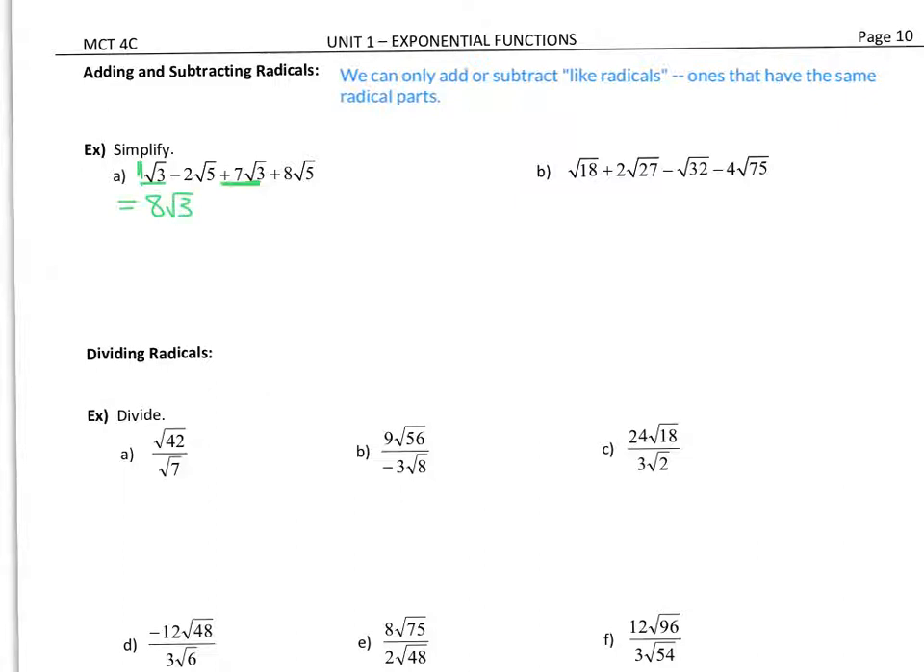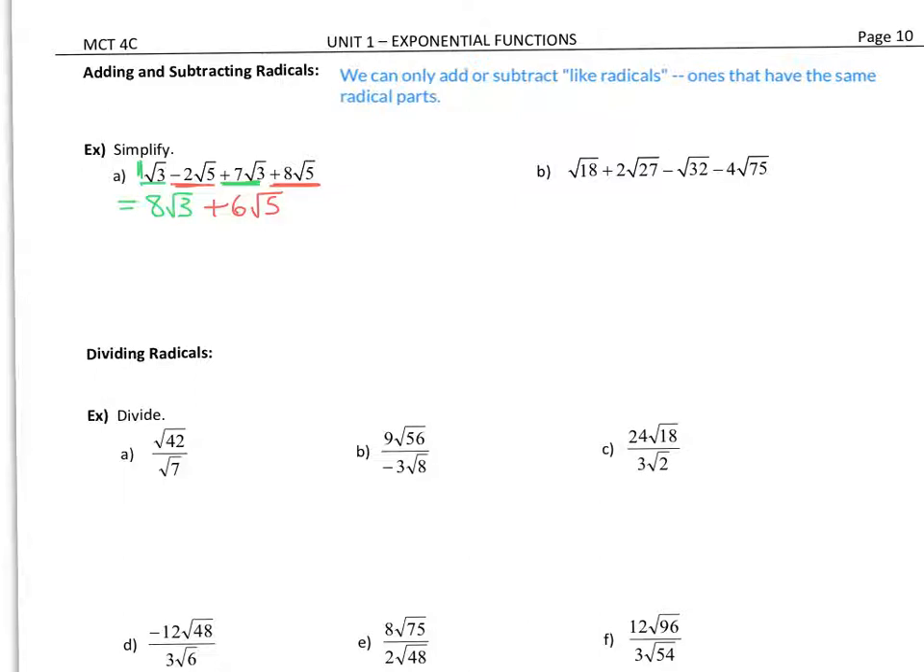Okay, and then we have a minus 2 root 5 plus 8 root 5. Think of that as minus 2y plus 8y. Altogether, that should be plus 6y, or plus 6 root 5. So it's very similar to our algebra here. Okay, easy peasy, I hope.